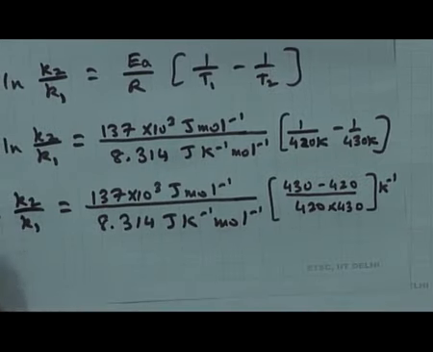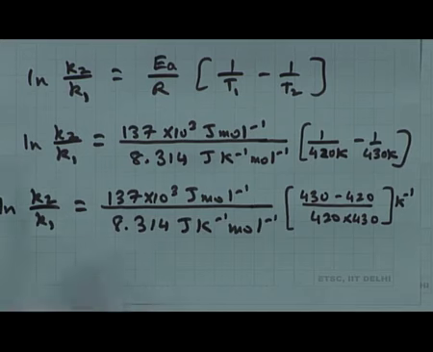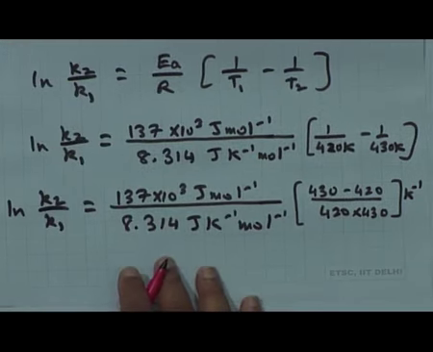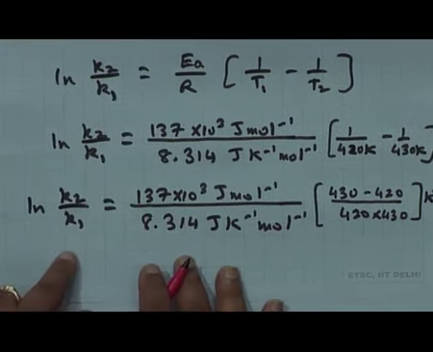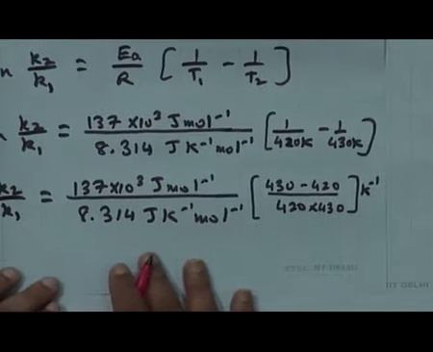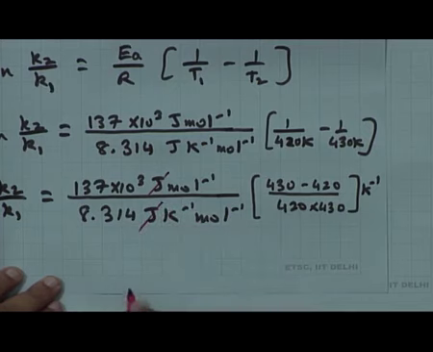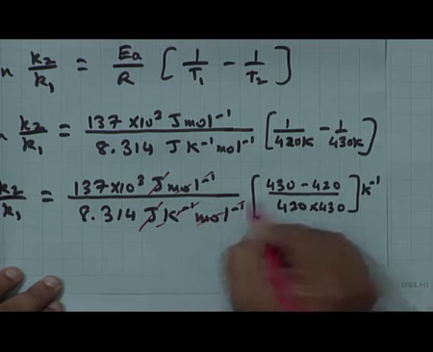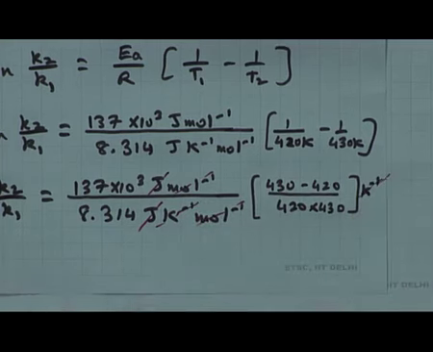Now, it is always good when you are doing any such mathematical calculations to write down the proper units. You can always keep track of whether you are going in the right direction or whether somewhere you have made a mistake. Here, ln K2 by K1 would be a pure number, that means dimensionless, no units. So, the joule will cancel out, the mole cancels out, the Kelvin cancels out, and we are left with a pure number.